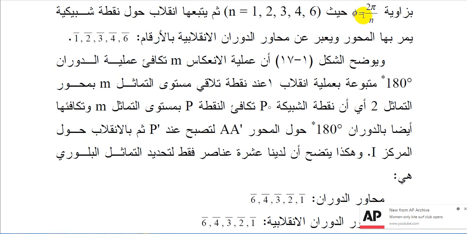In an angle of phi equals 2 pi over n. N is the symmetry layer, the rank of symmetry, as you can see right in front of you: 6, 4, 3, 2, 1 equals n. The n is followed by an inversion around a lattice point through which the axis is passing.